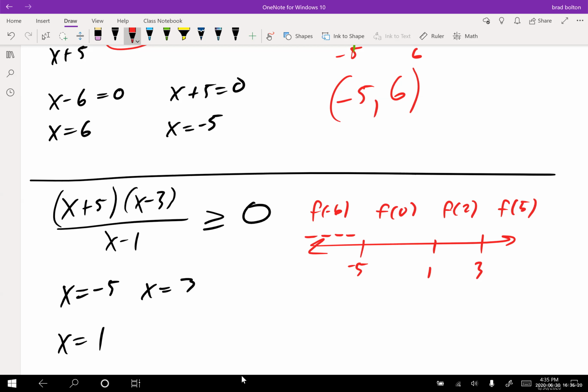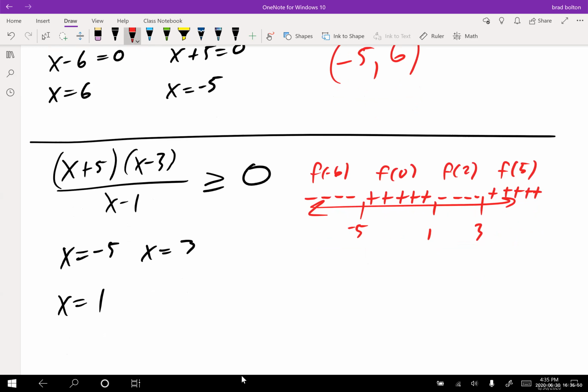Now I'm going to plug 0 in. That's going to be a positive times a negative, which is a negative, divided by -1, which was positive. Now we're going to plug a 2 in. That's a negative times a positive, which would be negative, divided by a positive, which would stay negative. Now we're going to plug 5 in. We get positive, positive, positive. So positive divided by a positive is positive. And there we go. So we have it.